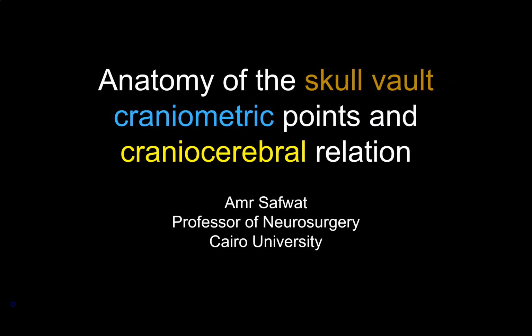Now we are going to continue our series of applied neuroanatomy, and we are moving from one section to the other. Now we ended with the peripheral nerves, and we'll start doing the osteology, the anatomy of the bones, starting from above downwards. And the first thing we'll start with is the anatomy of the skull vault, the craniometric points and craniocerebral relation.